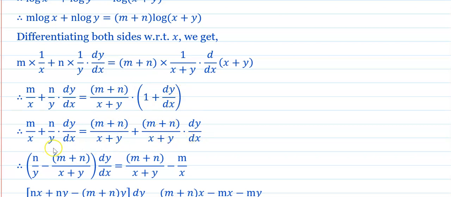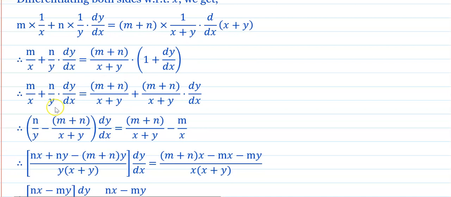Okay, then collect the terms of dy by dx on one side. That means n upon y into dy by dx and m plus n upon x plus y into dy by dx come to the left hand side. It will become minus, and we take dy by dx common from both. And m upon x we bring to the right hand side. Therefore, m plus n upon x plus y minus m upon x. Now, take this dy by dx as common. And now we do cross multiplication: n into x plus y, that is nx plus ny, and y into m plus n, that is my plus ny.